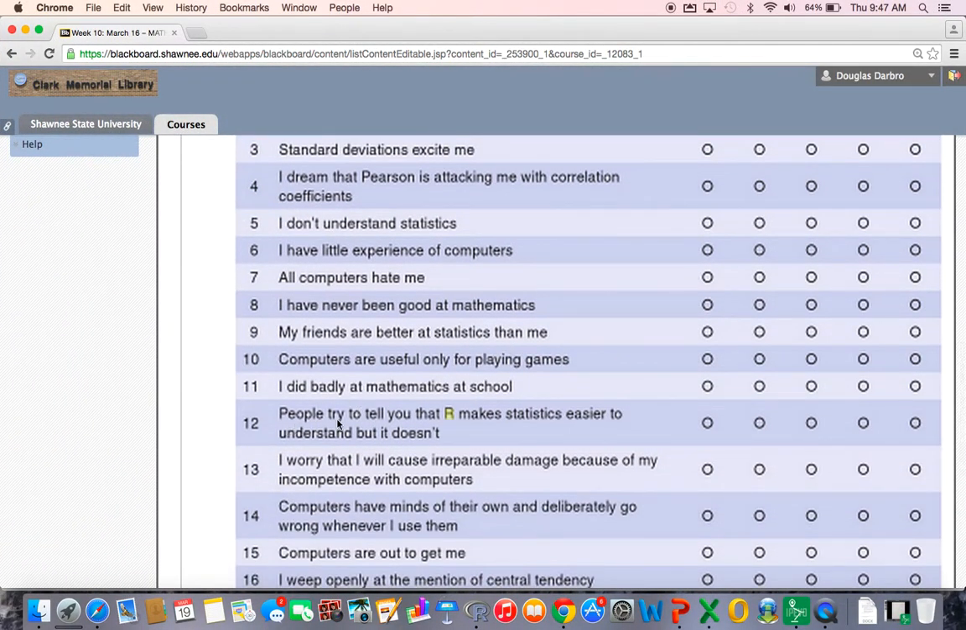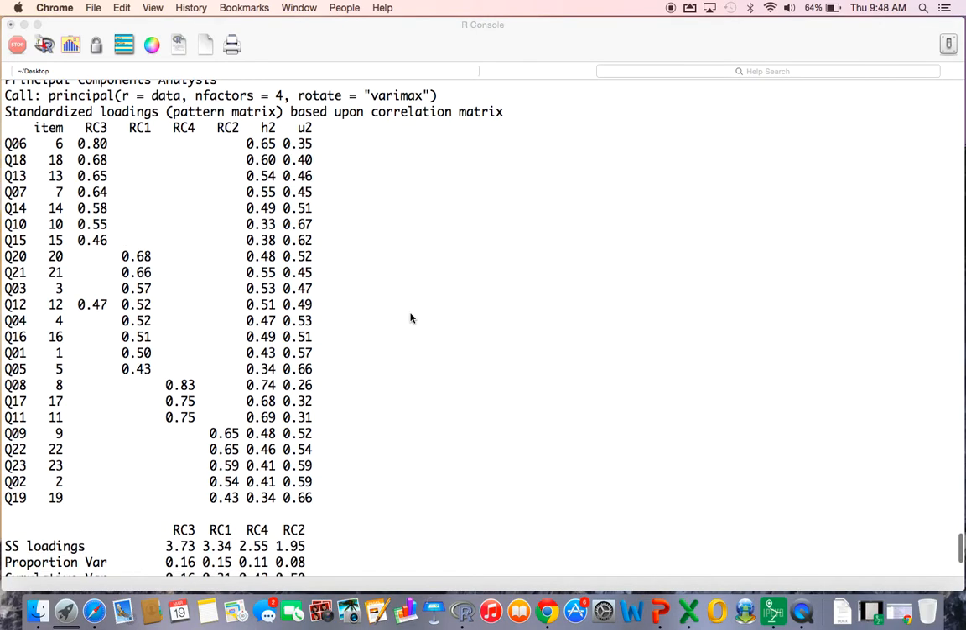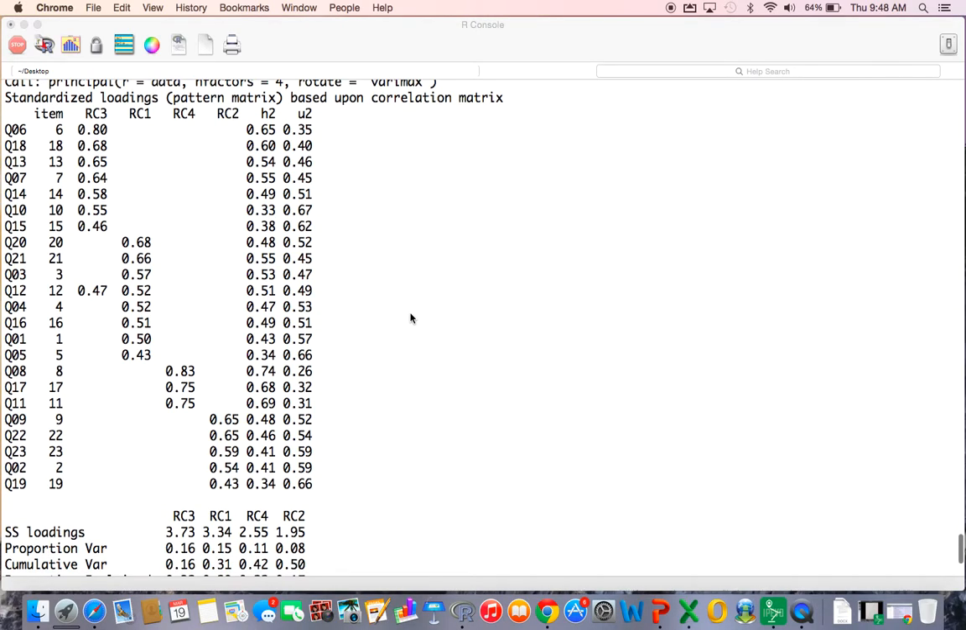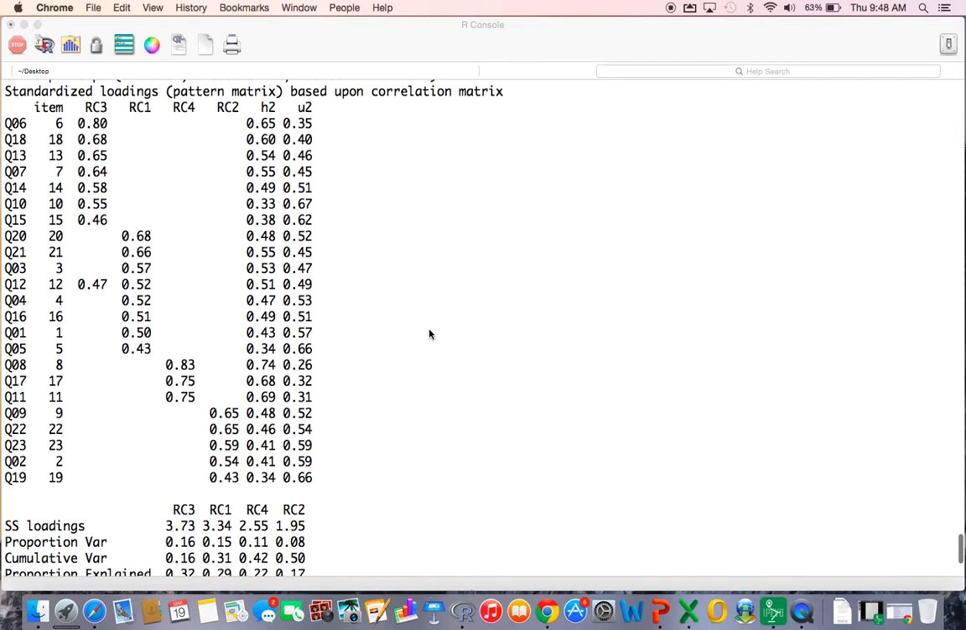So question number 12, people try to tell you that R makes statistics easier to understand, but it doesn't. And I can see where that's kind of a vague question. It has loaded on 2 components. To be quite honest with you, I would probably consider eliminating that question if I really wanted to strengthen up the reliability analysis of the survey. But I'm not going to go with that. I'm going to just come in and write these down. So factor 1, let's go with that. So that's under RC1.